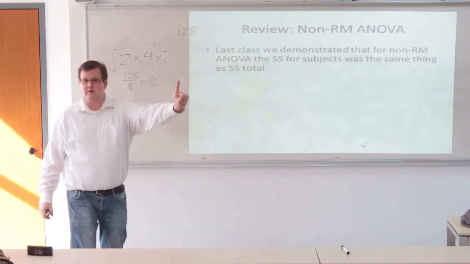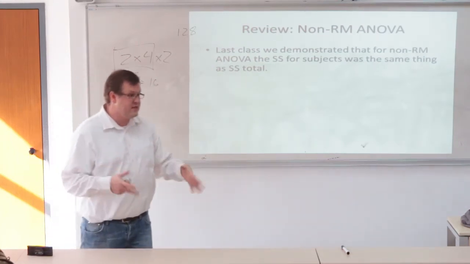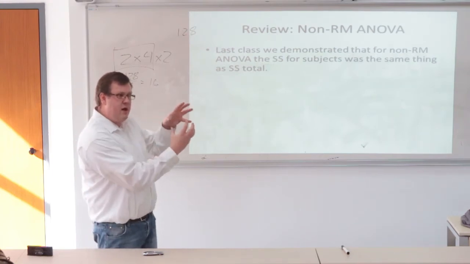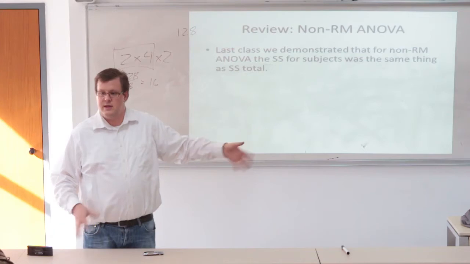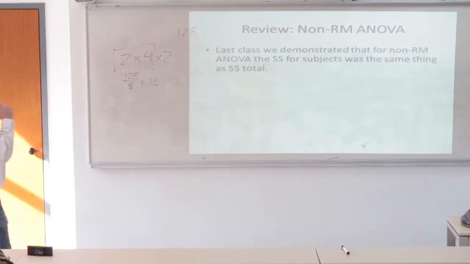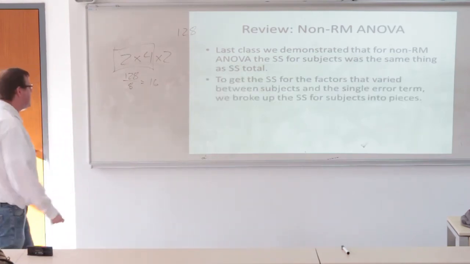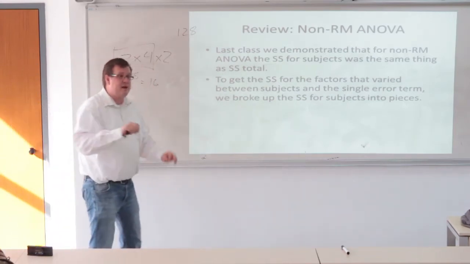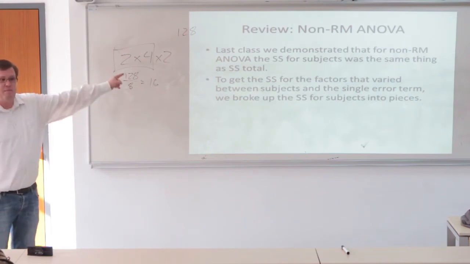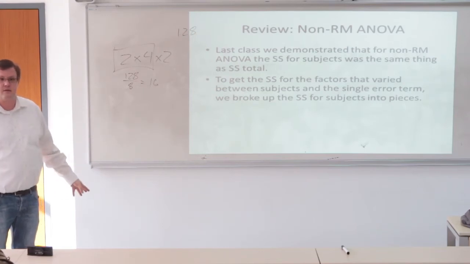And that just gave us one thing. And then we said, okay, now let's throw in these other things. And we saw that when we threw in those other things, we were able to break that big sum of squares up into different pieces, right? Into independent pieces. So for non-repeated measures ANOVA, the sum of squares for the subject was the same thing as the sum of squares total. To get the sum of squares for the factors that vary between the subjects and the error term that we were going to use, all we did was break up that sum of squares.